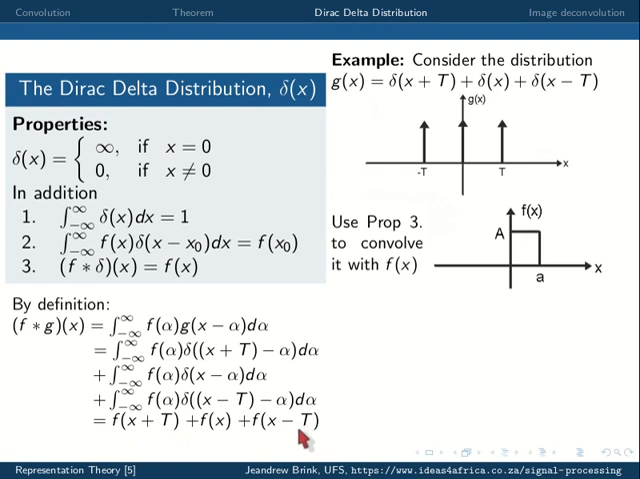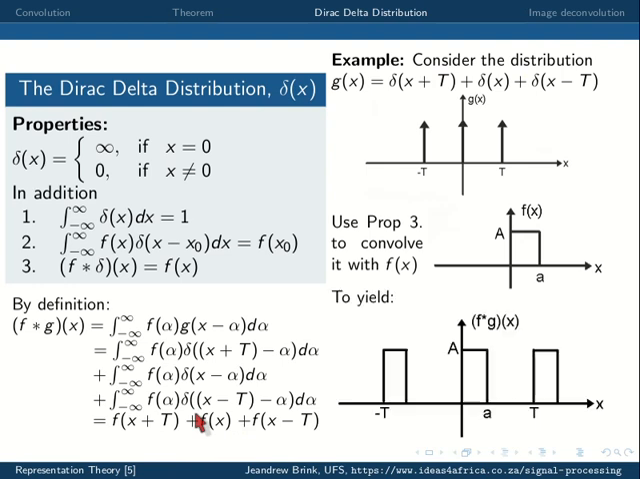Okay, so what convolving this f with this combination of Dirac delta functions actually did was make several copies of our function over here. Questions with this thing?